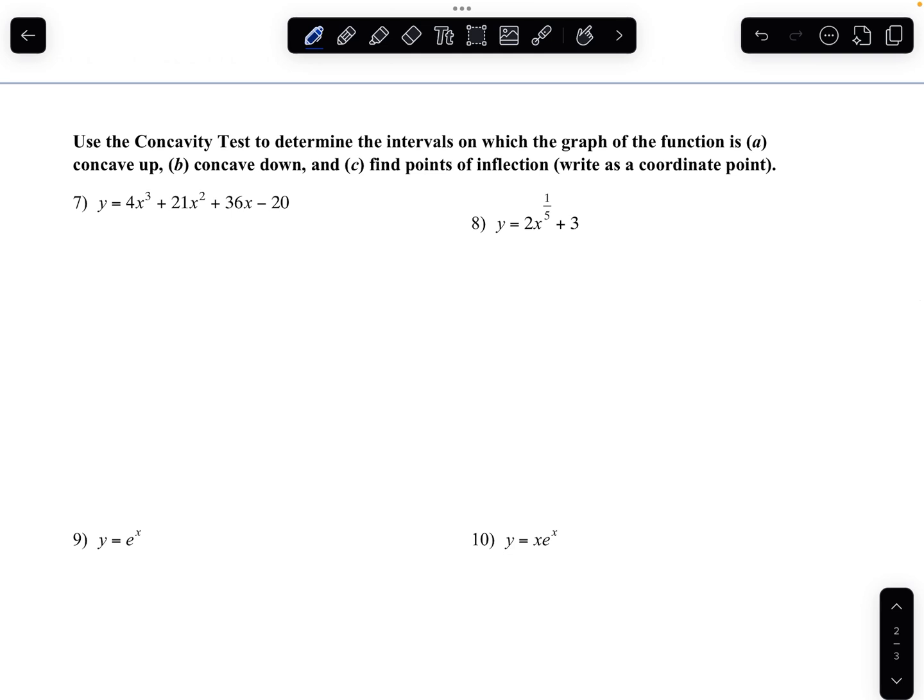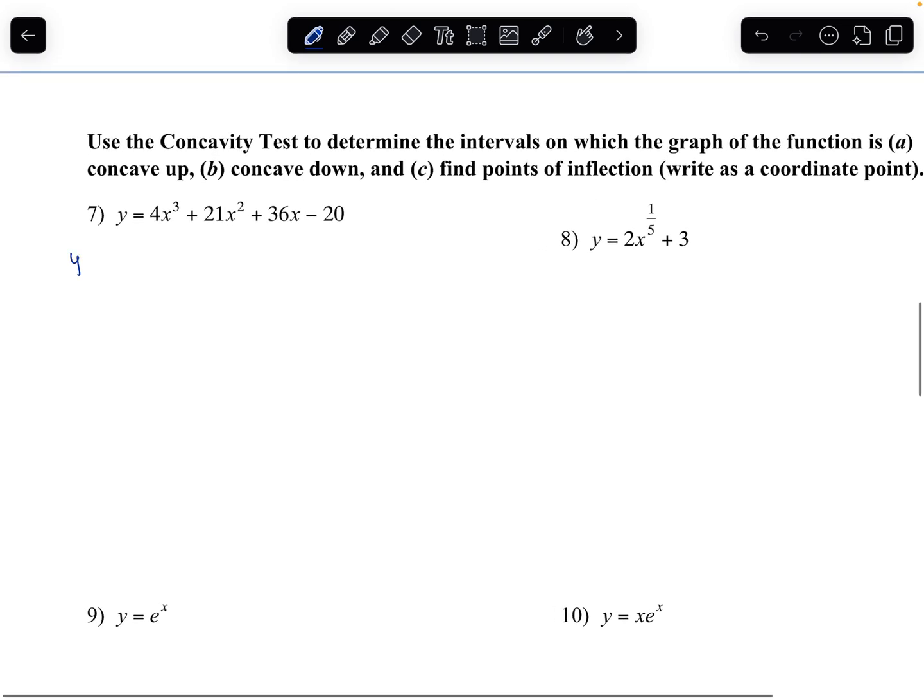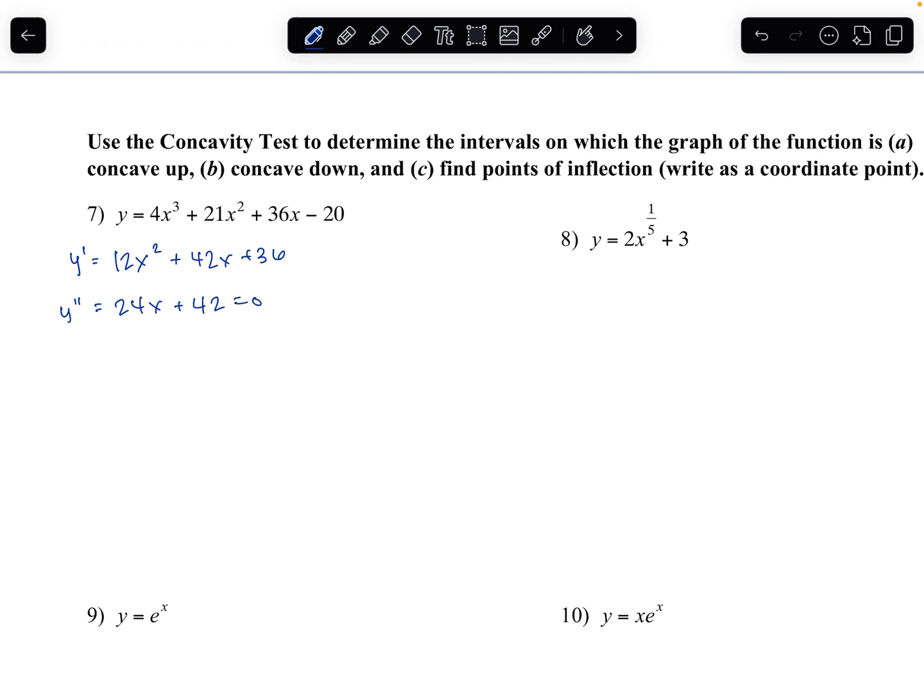Alright, concavity test. Determine the intervals on which the graph of the function is concave up, concave down. Find points of inflection, right, as a coordinate point. So concavity test, so y prime is going to be equal to 12x squared plus 42x plus 36, y double prime is going to be equal to 24x plus 42. Set that equal to 0. So 24x is going to be equal to negative 42.